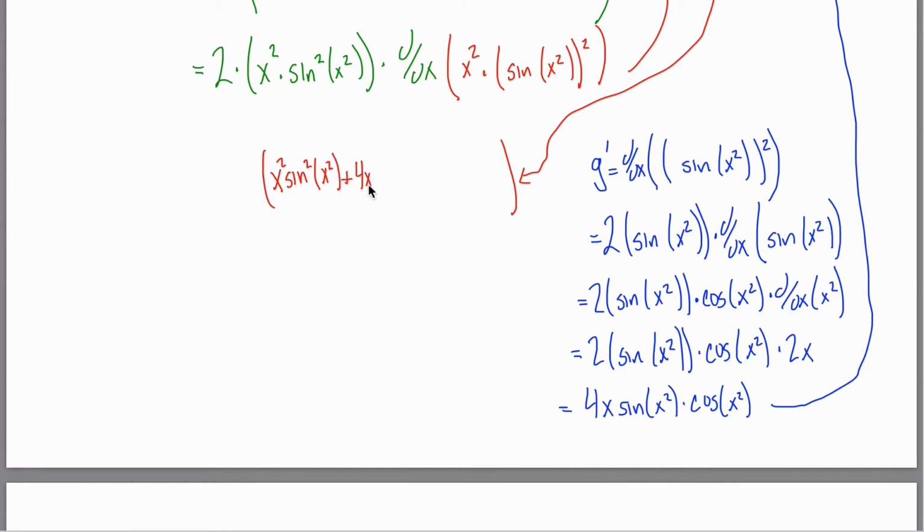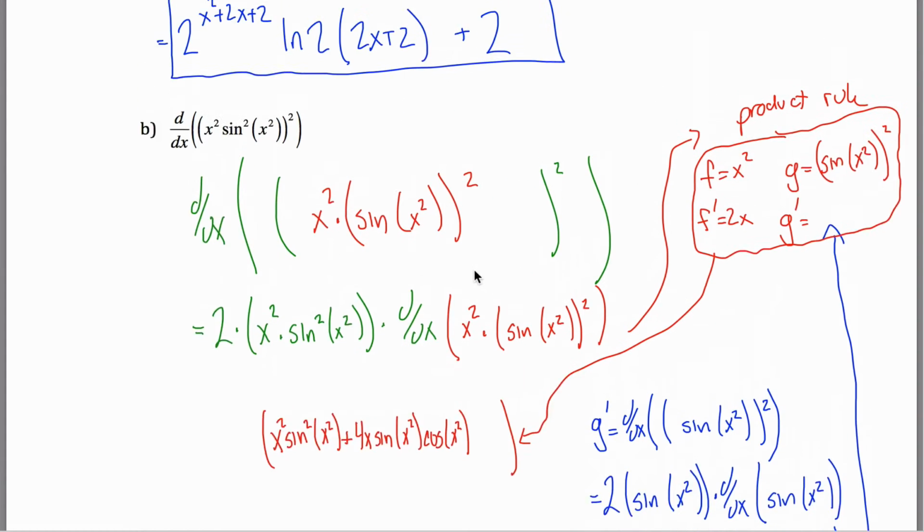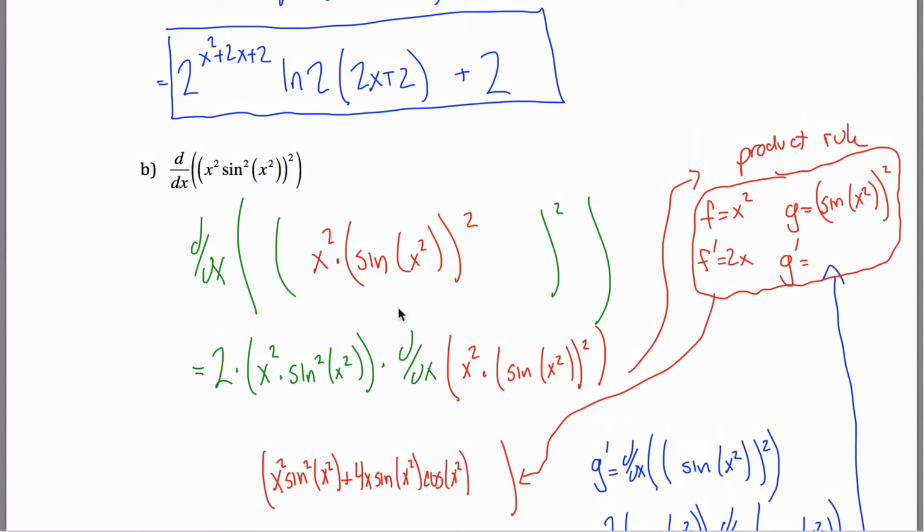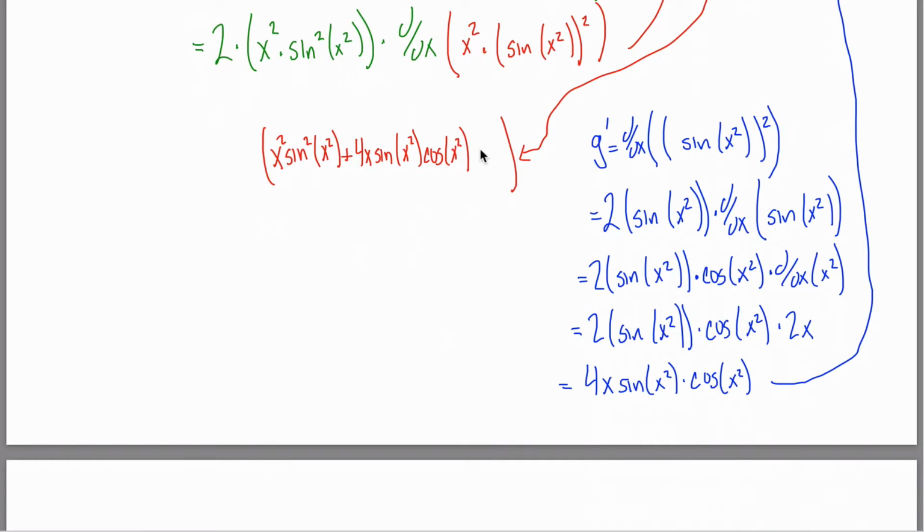4x sine of x squared cosine of x squared times f, which happens to be x squared. So I can clean that up a little bit. I guess I call it 4x cubed. But don't forget you still have all the green stuff here. So it's really 2 times x squared times sine squared x squared times this thing.